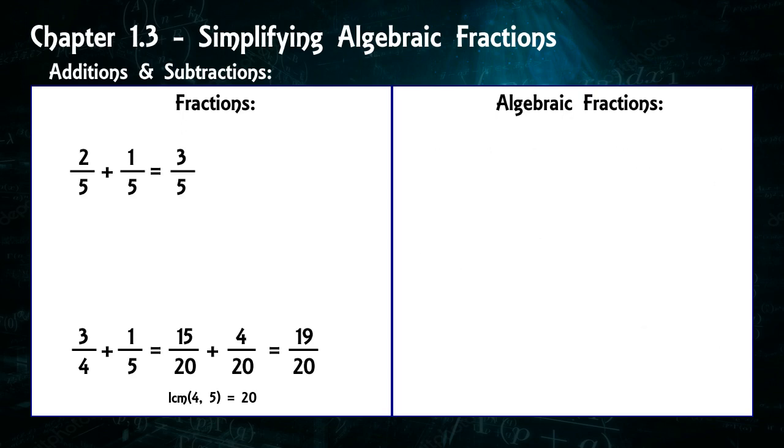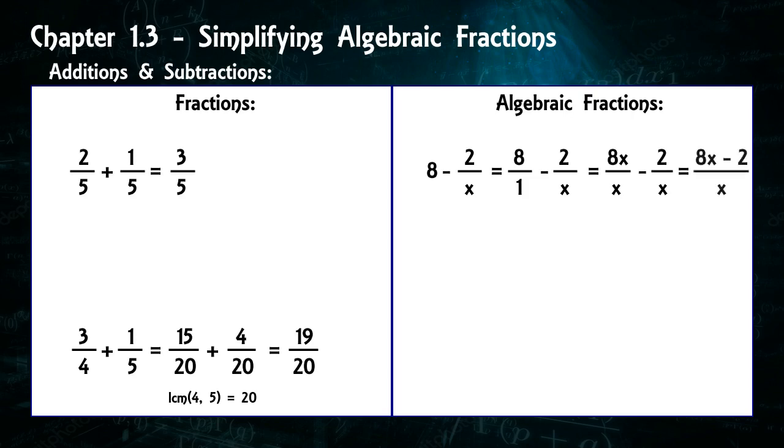To simplify 8 minus 2 over x, we first have to turn the 8 into the fraction 8 over 1. As the denominators are not equal, we have to change the fractions. By multiplying the 8 over 1 with x's, we receive 8x over x minus 2 over x. The denominators are the same, so we end up with 8x minus 2 over x. Let's do one hard one before we continue.